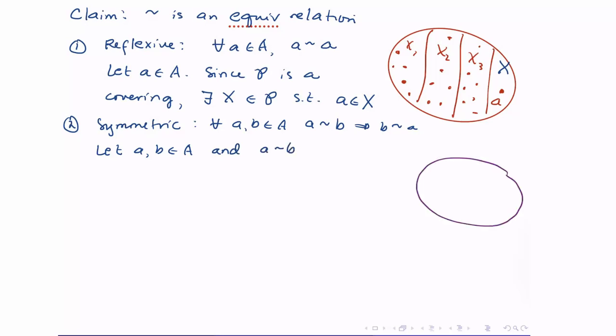So we have A is related to B. But when are they related? Our definition says that they will only be related whenever they belong in the same set in the partition. So let's call this set X. That's the name of the set. So thus, A, B is an element of capital X for some X in P. Why is it now true that B is related to A? Yes, of course, because if A and B are in X, then B and A will also be in X.